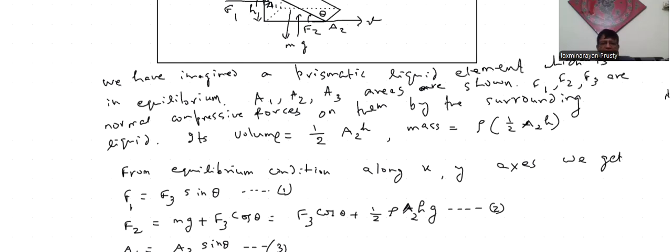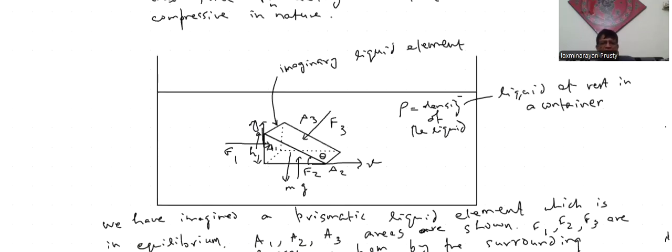Again, for your benefit, I'm showing the diagram. A3 is the slant area, A1 is the vertical area, A2 is the base area. So A3 sine theta will be A1. A3 cos theta will be A2 because this is a prismatic shape. A3's projection onto this vertical face will be A1, and A3's projection onto the horizontal surface will be A2.